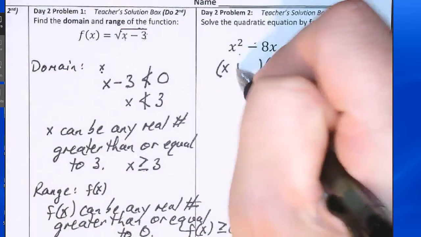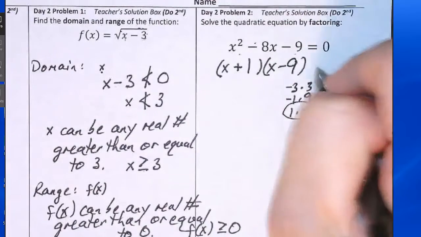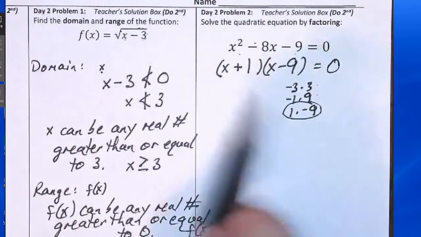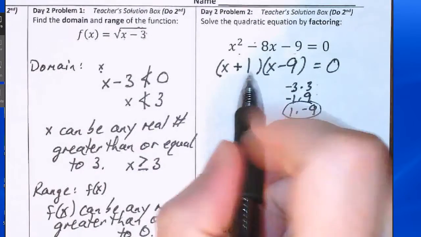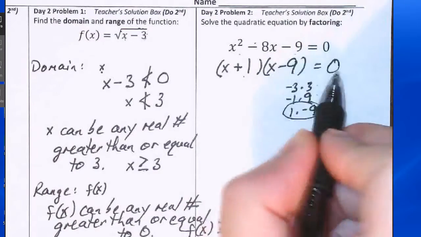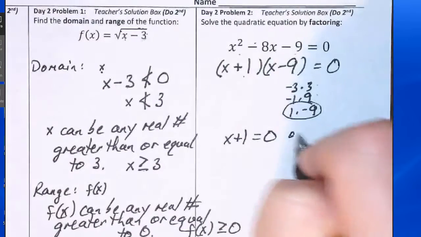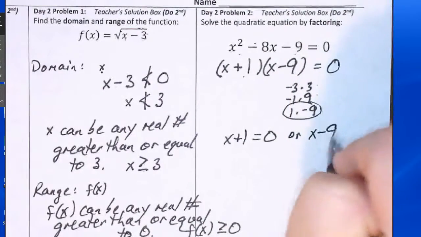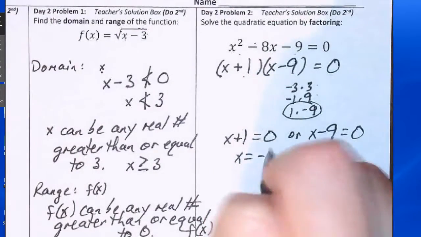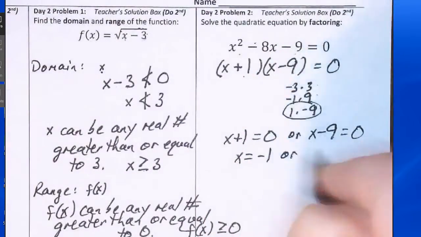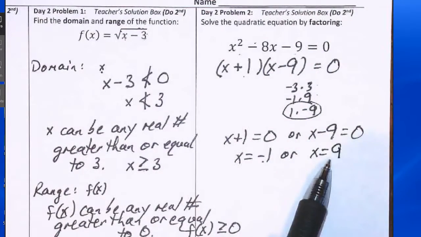So here we want to have a +1 and a -9. And then that's equal to 0. We can now use the zero product property to solve for x. If x plus 1 times x minus 9 is equal to 0, then the x plus 1 factor is equal to 0, or the x minus 9 factor is equal to 0. Solving this first equation, we find x is -1, or over here, x is 9. Here are the two solutions for x.